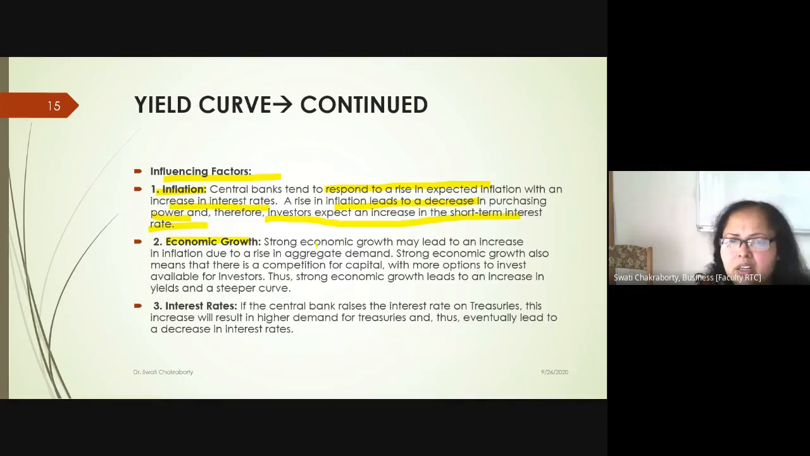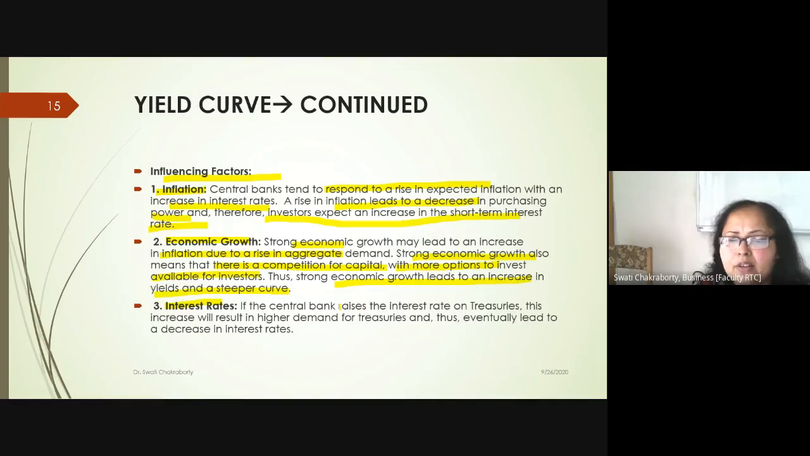Economic growth. Now, when there's strong economic growth, it leads to an increase in inflation. Why? Because of an increase in aggregate demand, right? And strong economic growth also means there is competition for capital. Competition for capital means more options to invest are available to investors, right? So strong economic growth also leads to an increase in yields and a steeper curve. That's when we have the steep curve.